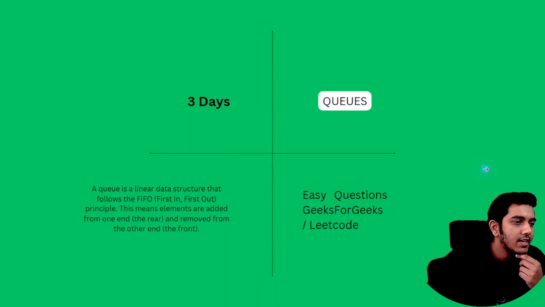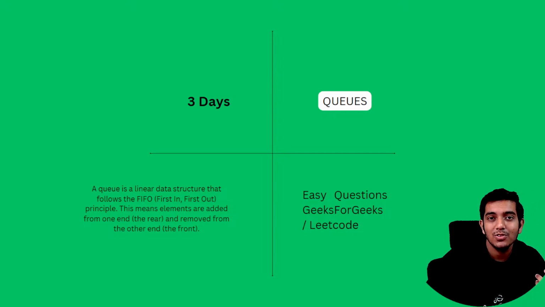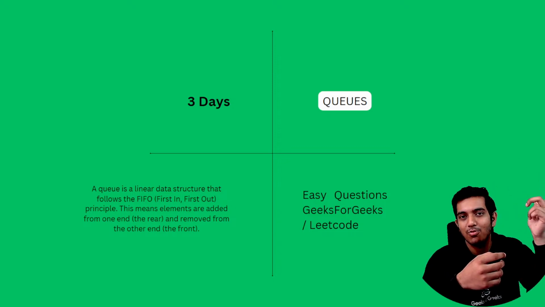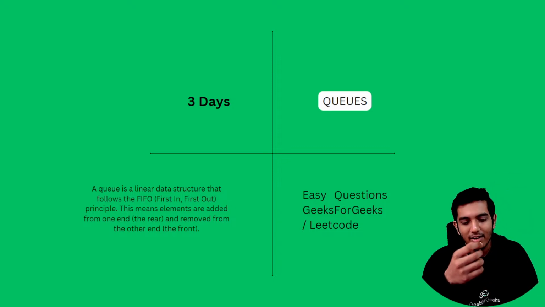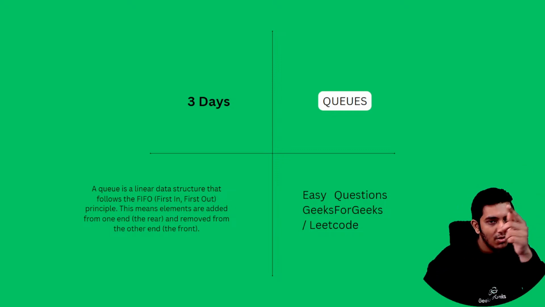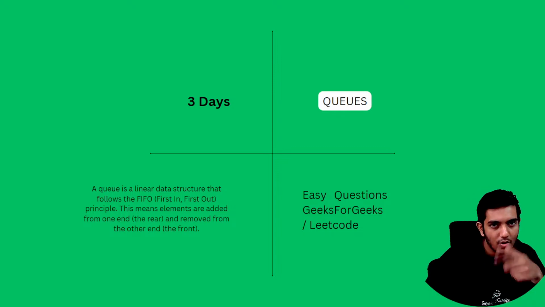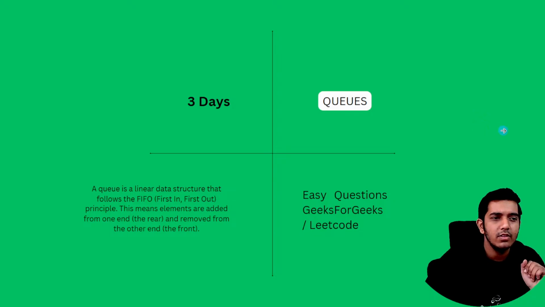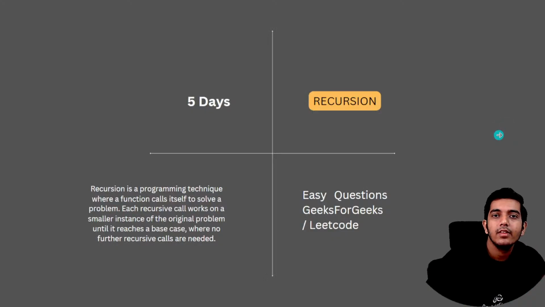All right, so this is stack, and similarly queues. A queue is basically first in, first out. Now you can consider a water bottle which is hollow from down and hollow from up. You pour water and it comes out from downwards. Whatever comes first goes out first, flushes out first, right? So this is queues. Again, you're going to need another 3 days, and you can go for easy questions to get familiar with this. Then after this, for the next 5 days, you're going to go with recursion.